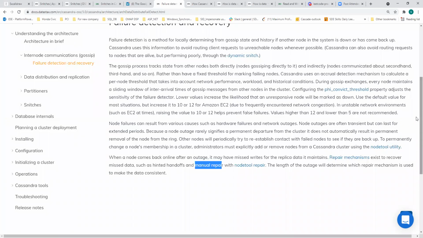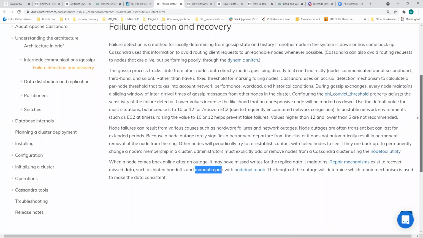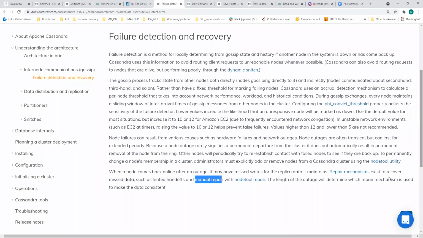So they are trying to make the data consistent across the nodes. Whether the nodes are less responsive or quickly responsive, each has a different way it is repaired. The whole thing is written here.